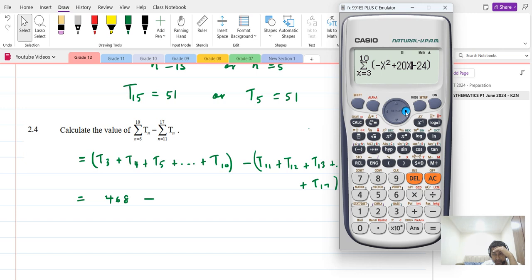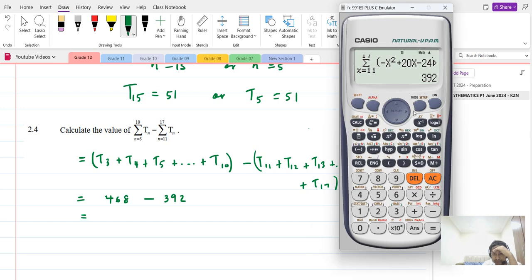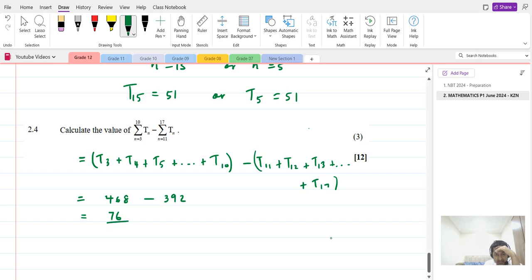We're supposed to find a pattern by expanding 11 to 17. Well, if the calculator can solve it, why should I? Alright, so 468 minus 392. I'm getting the answer is 76. So that's the answer I get.